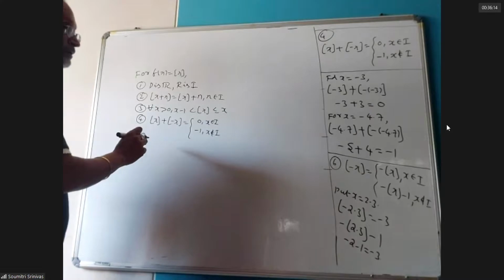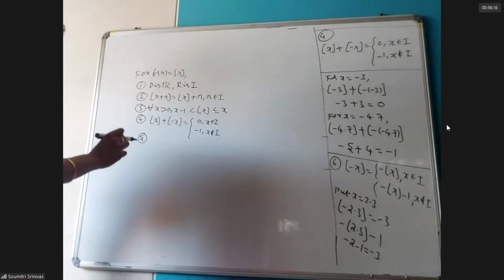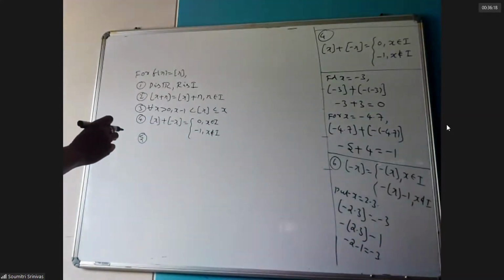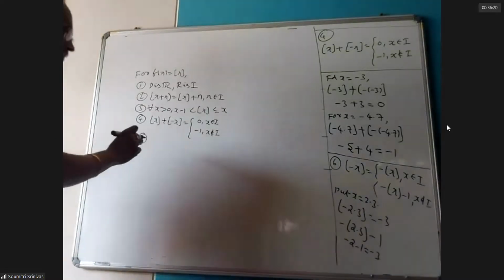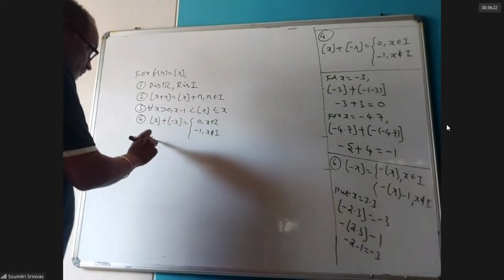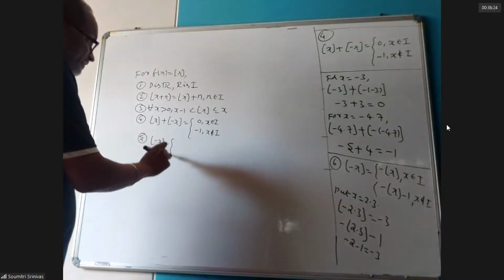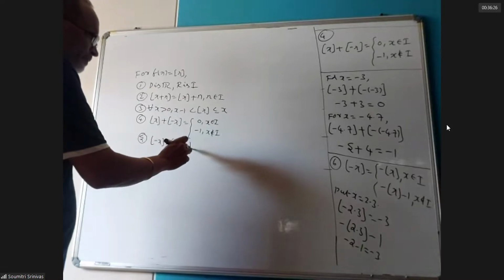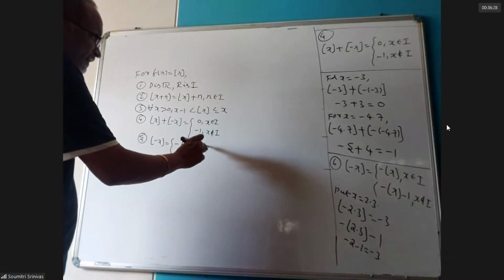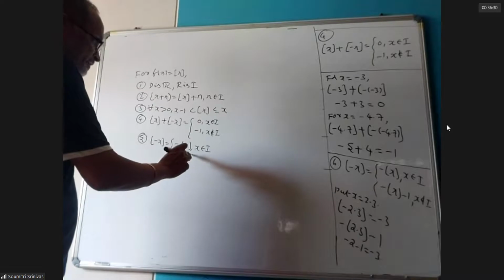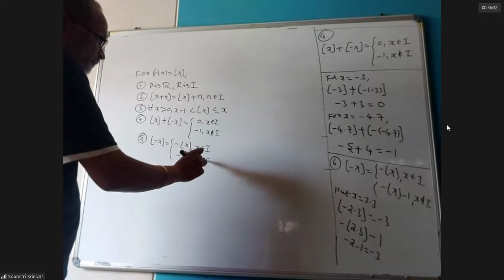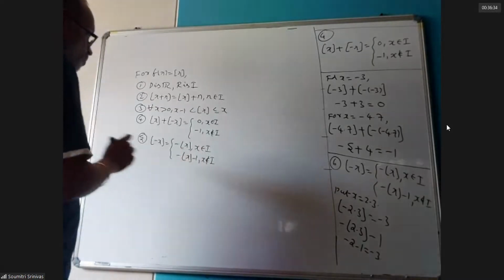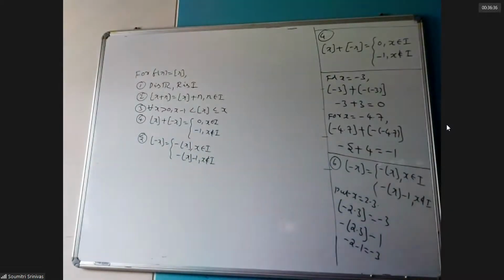Fifth point. I missed the number in between them. Only 5 are there, no? Step of minus x is minus step x if x is an integer, and minus step x minus 1 if x is not an integer. Am I correct? Yes, sir.